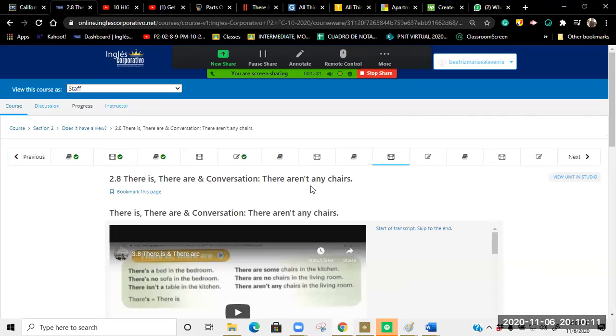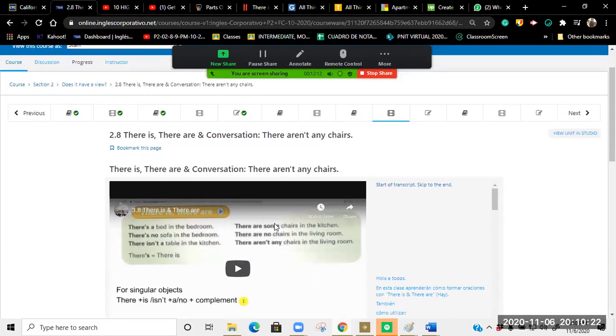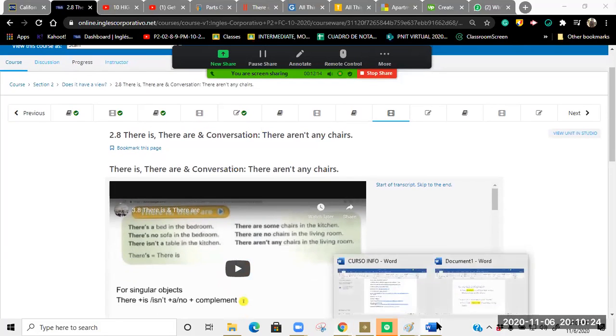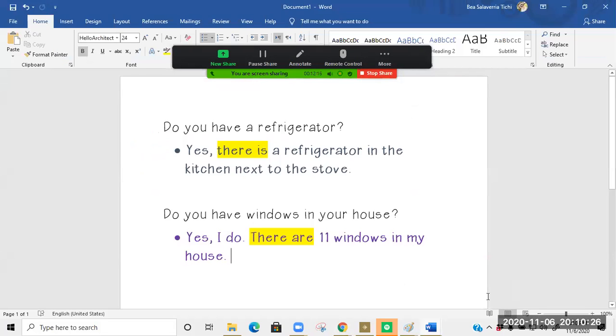¿Qué significa there is? ¿Y qué significa there are? Hay. Algo o hay muchas cosas. Singular y plural. Singular, hay. Y hay en plural. Very good, excellent. Y les puse como dos ejemplos aquí, como para que podamos empezar a elaborar un poquito más.